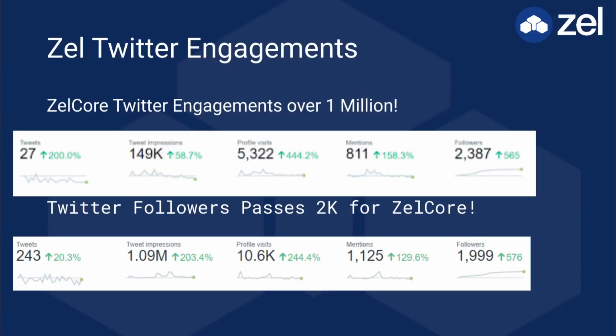But even with that, quite a few impressions at about 150,000, 5,000 profile visits right around there, up 444%, 811 mentions. That's meaning people in the community are tagging us in their posts, and then we also hit over 2,000 followers over the last month, picking up 565.